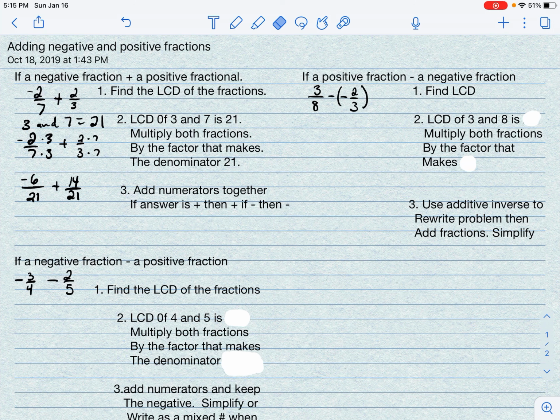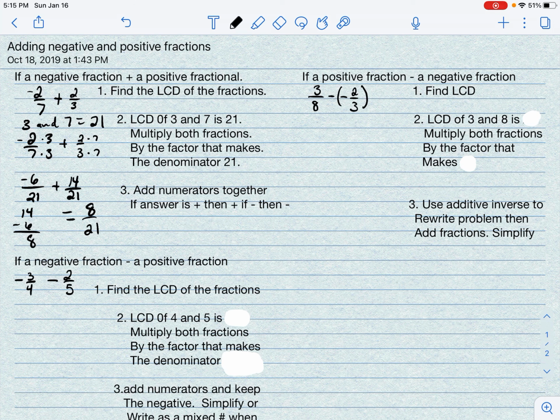So the positive is larger. 14 is larger than 6, so the outcome is going to be positive. However, we just take 14 minus 6. That's going to give us 8. So it equals 8/21. And that's in simplest form. There's no common factor between 8 and 21.